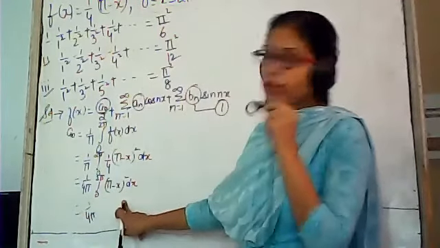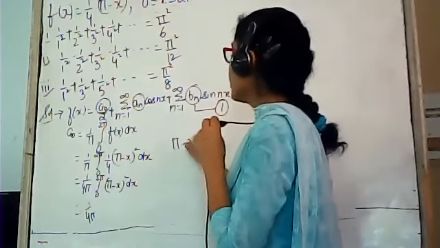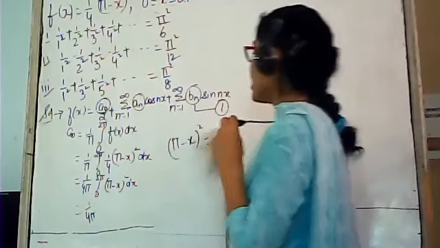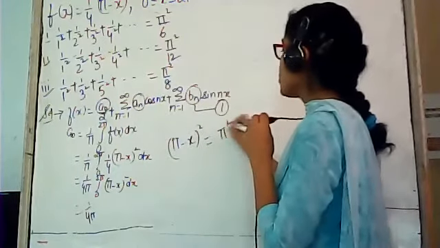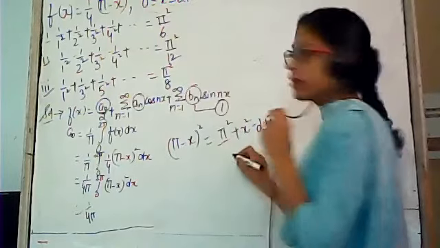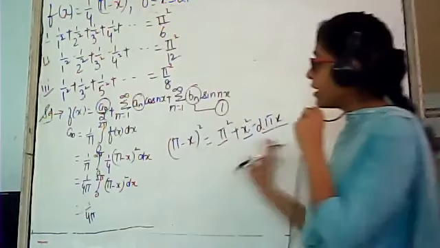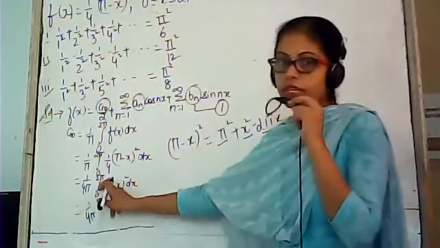You can integrate it in any manner. Either you can open the formula of (a minus b) the whole square, which is equal to a square plus b square minus 2ab. You can integrate it individually, and after integrating, you have to substitute the limits.